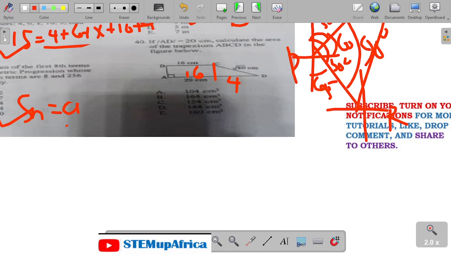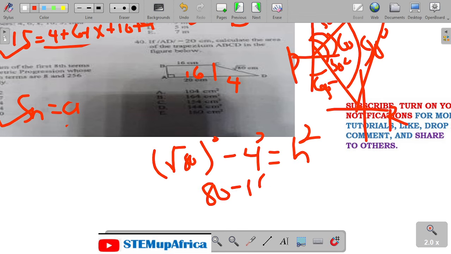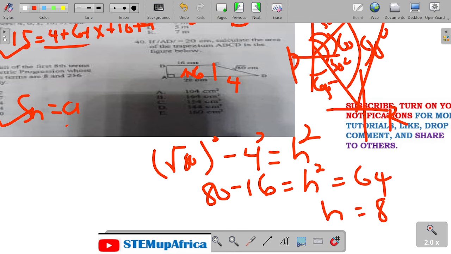To find the height now, we use Pythagoras theorem, which is root 80 squared minus 4 squared equals h squared, which is 80 minus 16 equals h squared. That will give us 64. So my h is now what? 8. So if I call here A1, here is A2. So my A1 is the area of the triangle, 1/2, the base is 4, the height is 8. Yes, so that will give me 16.